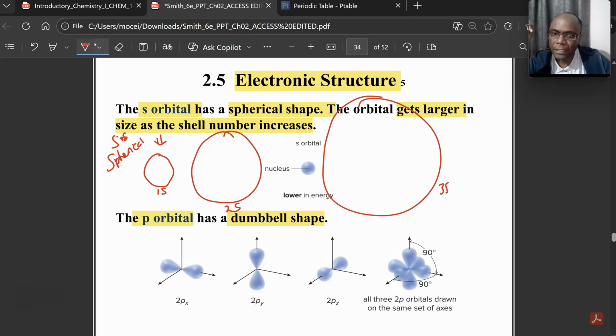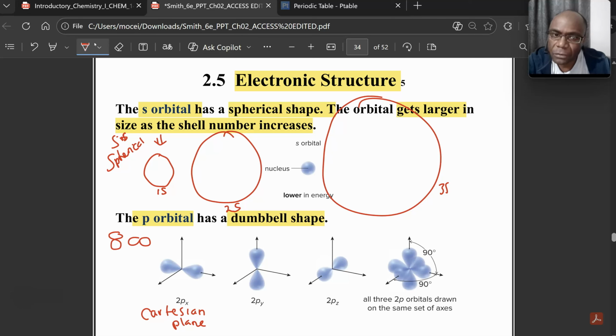The next point is the p orbital is a dumbbell shape. I usually say it's an 8 shape or infinity shape. So it depends on the orientation. If you draw what we call the Cartesian plane, where you have the x, y, z, that can tell you why we get to have different types of p's.